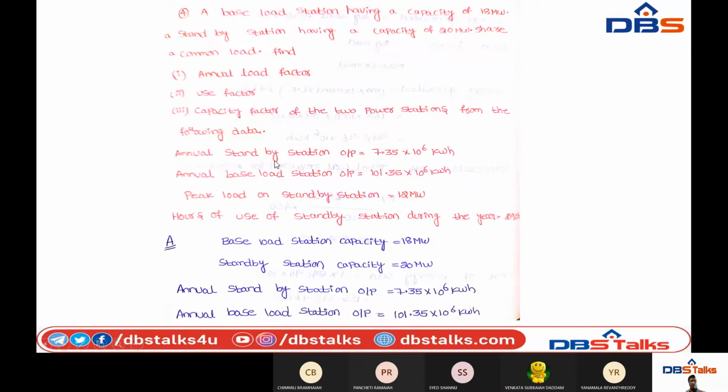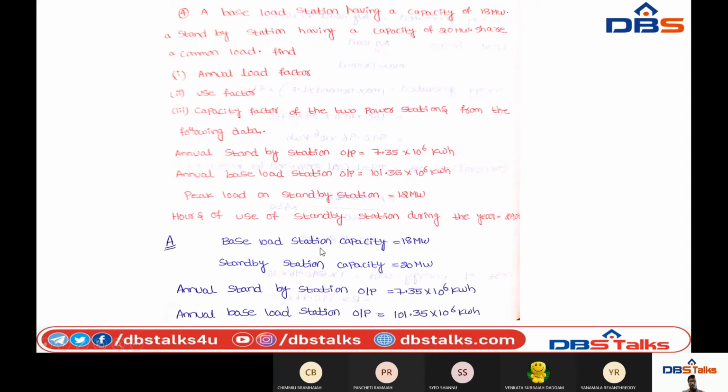And they gave the annual standby station output, annual base load station output, peak load 12 megawatt, and hours of use of the standby station during the year, 21,900. First of all, I am writing the data that was given.